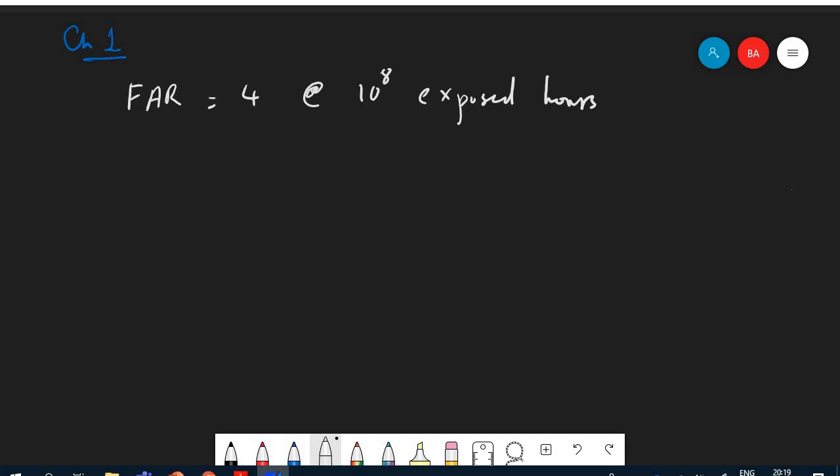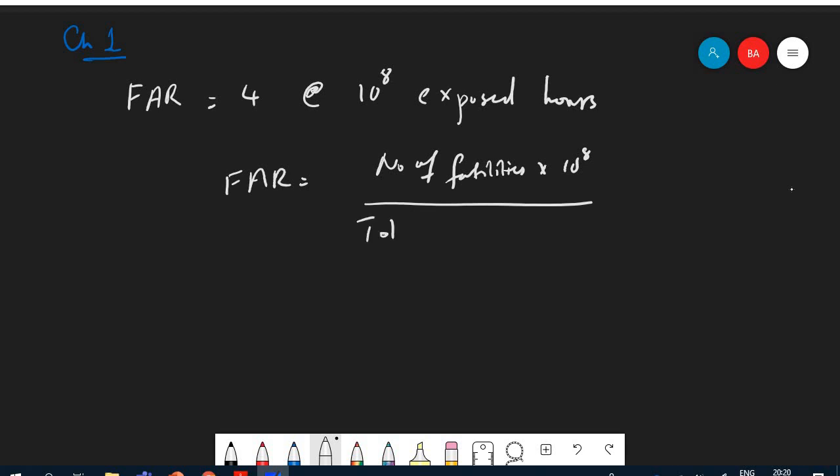Talking about the equation, if you can remember, the equation was FAR is equal to the number of fatalities multiplied by 10 to the power 8, and that was the number of hours, divided by the total hours worked. So what do I want to find? I want to find the number of deaths, which is the number of fatalities. This is the thing that I'm trying to find.